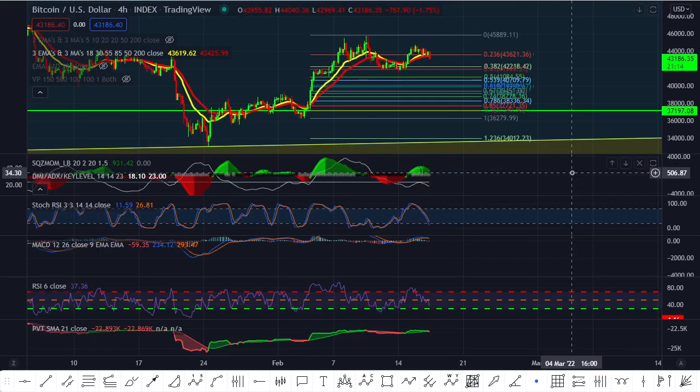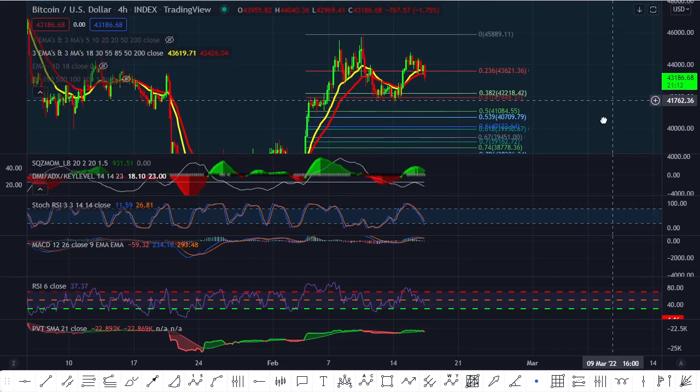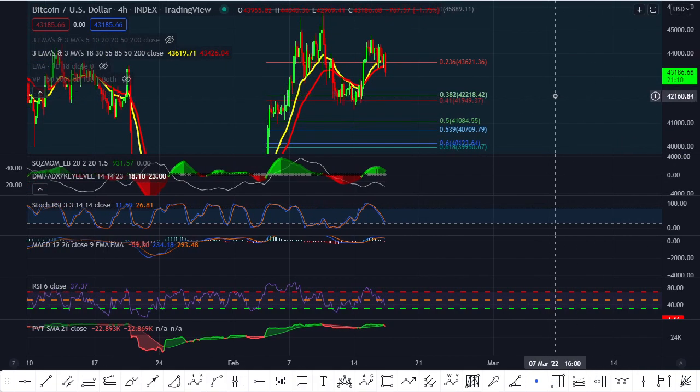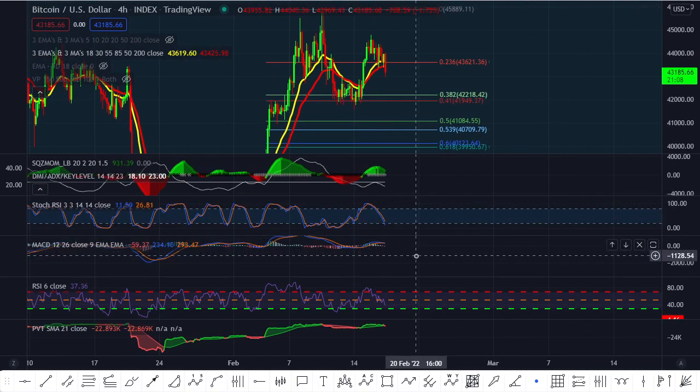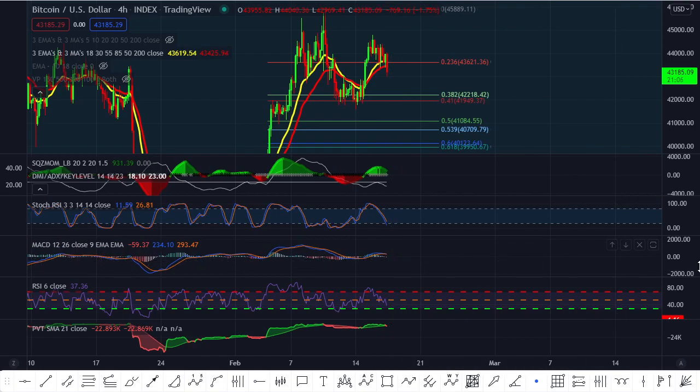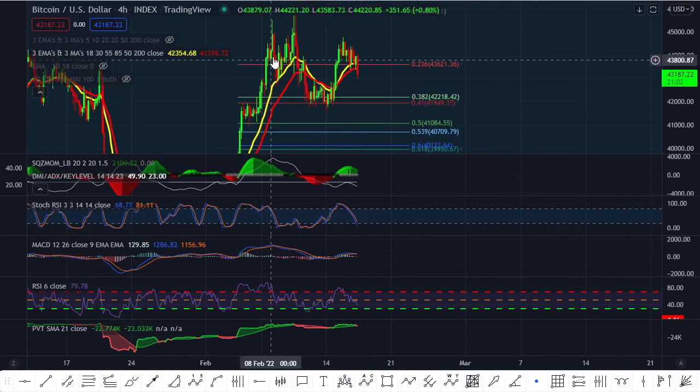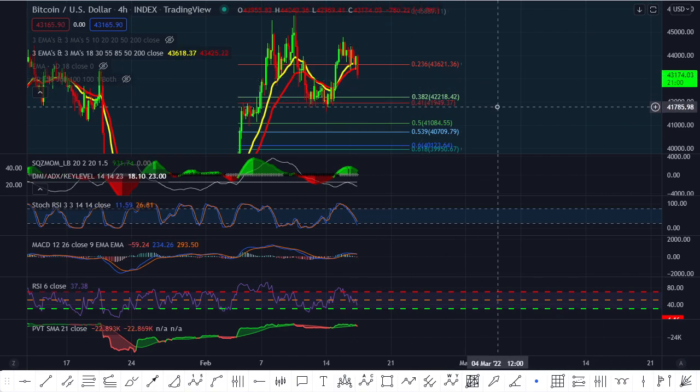So on the micro analysis, Bitcoin is experiencing a pullback right now, as you all can see already. We are cross bearish on the 4-hour MACD. Your stochastic is also entering that bearish territory, and we are potentially heading to the downside.